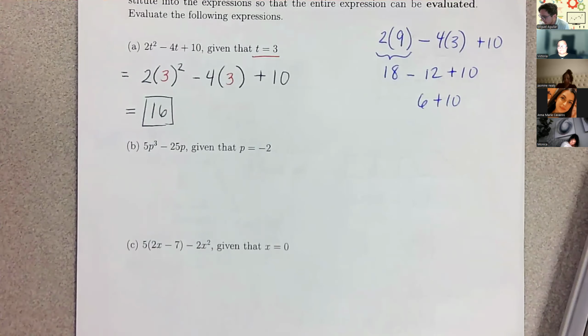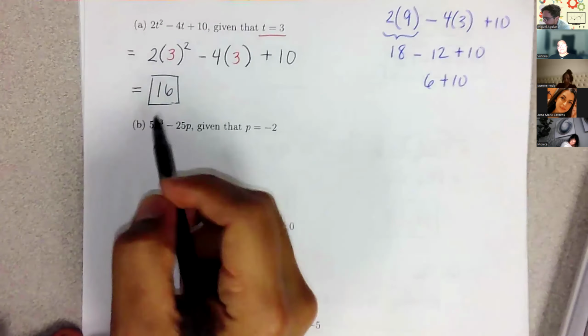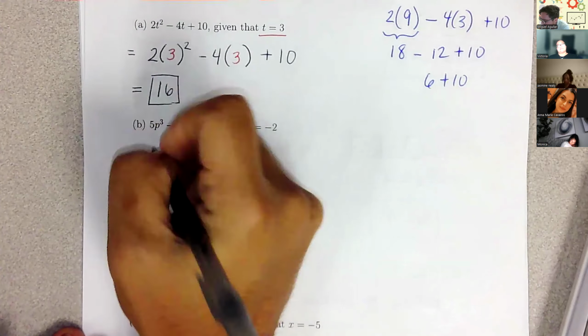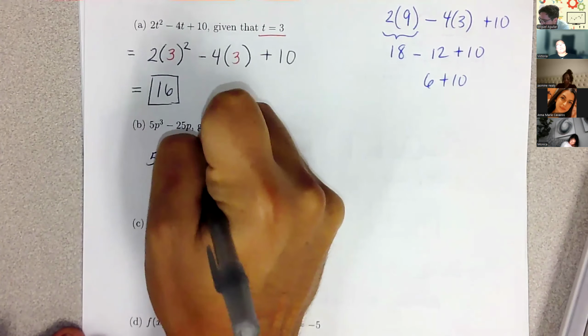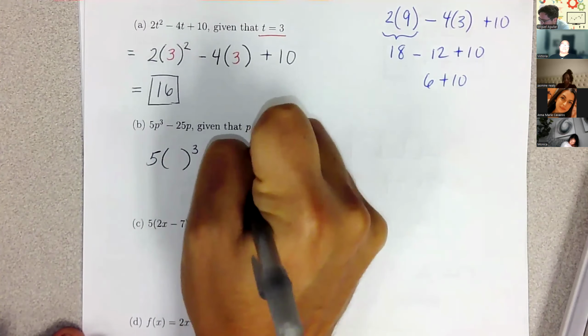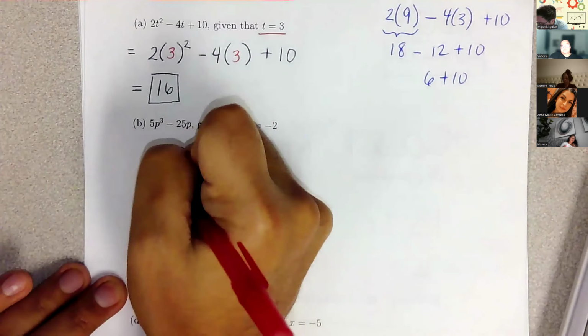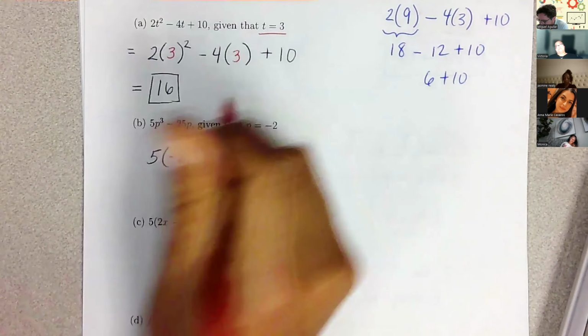Okay. The next one says we have 5p to the third power minus 25p. So that's going to be 5 parentheses to the third power minus 25 parentheses. And then what are we plugging in? -2. We're plugging in -2. And then what are we doing?